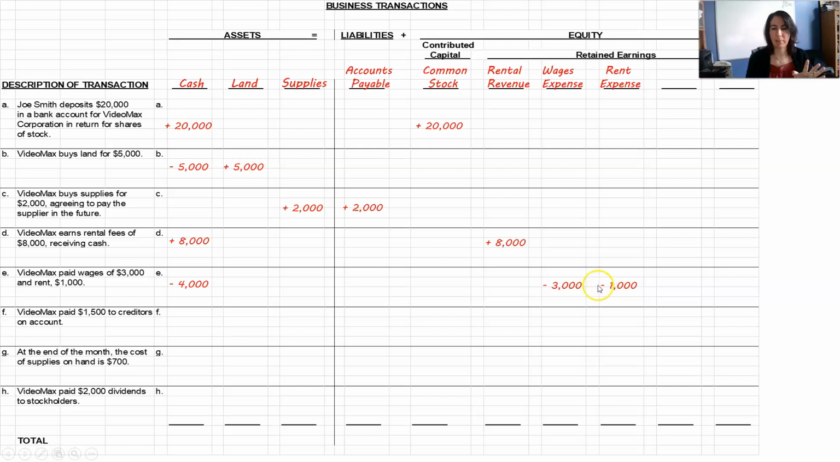Don't worry so much about the minuses here. The minus means it's an expense to equity and it's bringing the value down, like revenues are a plus, expenses are a minus. Don't get too hung up on the minus and pluses. When we get to debits and credits, it'll make more sense.